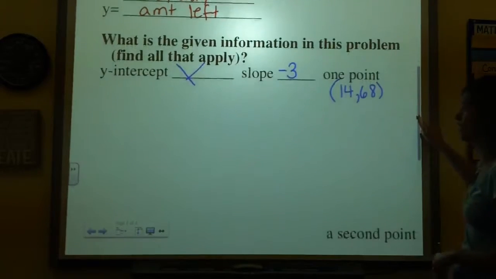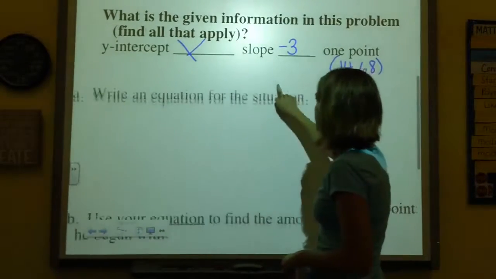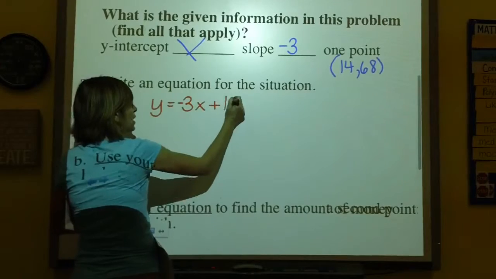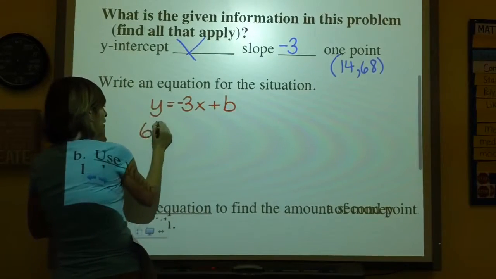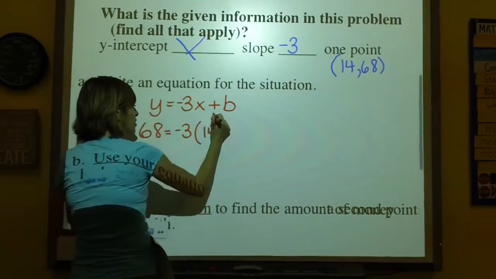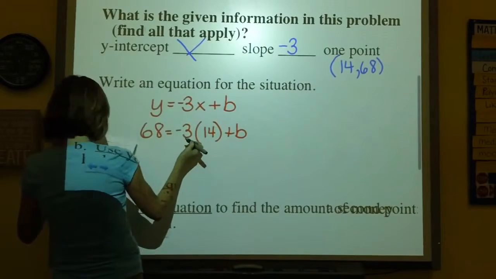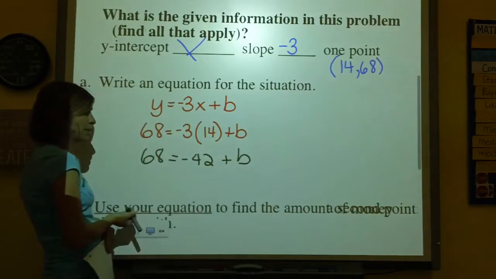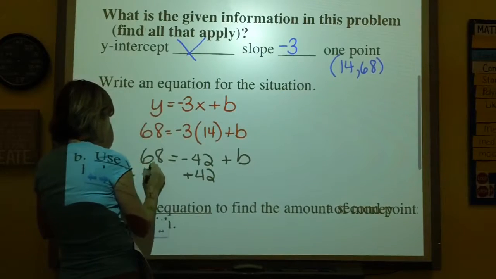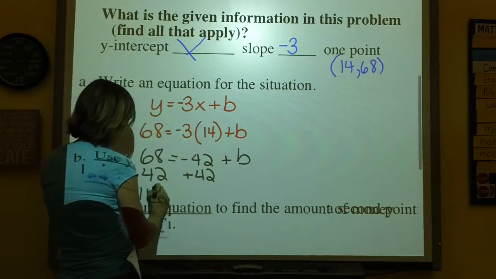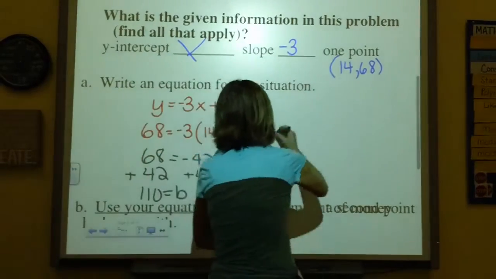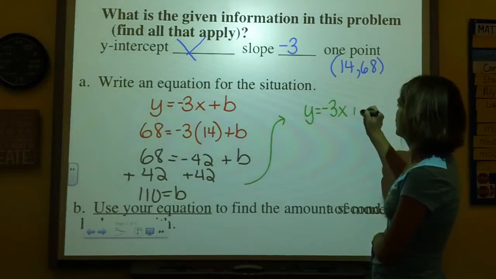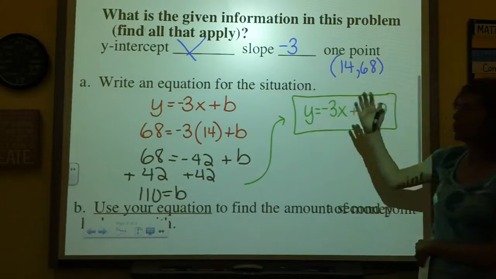Okay, so how do we write our equations? Write an equation of the situation. So the first thing we do is rewrite it in y equals negative 3x plus b, because we need to find our b. We plug in our point, so 68 equals negative 3 times 14 plus b. We solve for b. So negative 3 times 14 is negative 42. Okay, 68 equals negative 42 plus b. We add 42 to both sides, and we get 110 equals b. All right, so now I have enough to write my linear equation. So my linear equation, or my linear function, is y equals negative 3x plus 110. Okay, so now that is the linear equation that represents this situation.